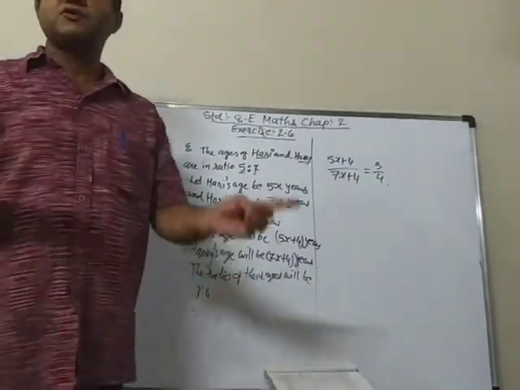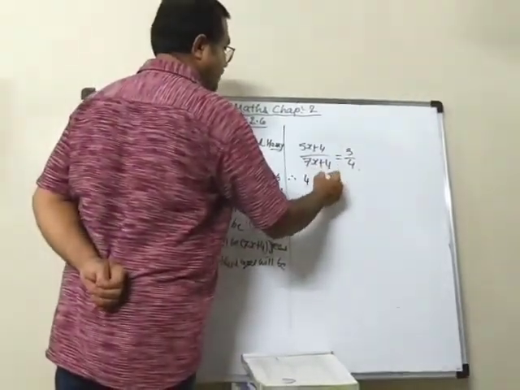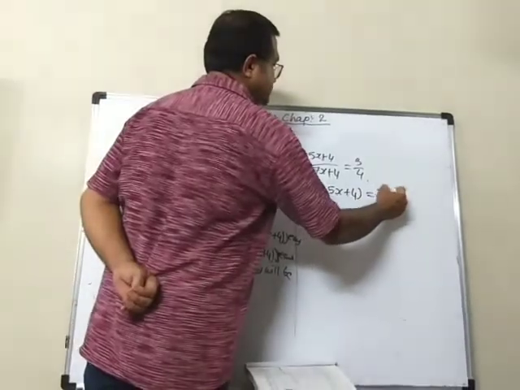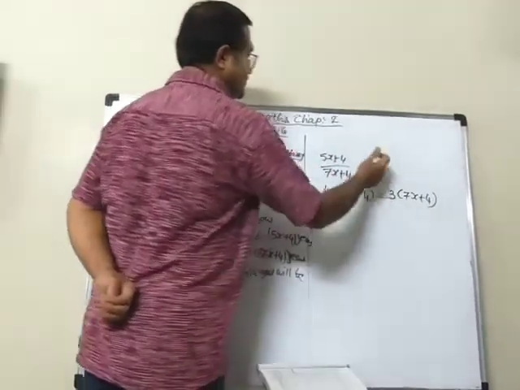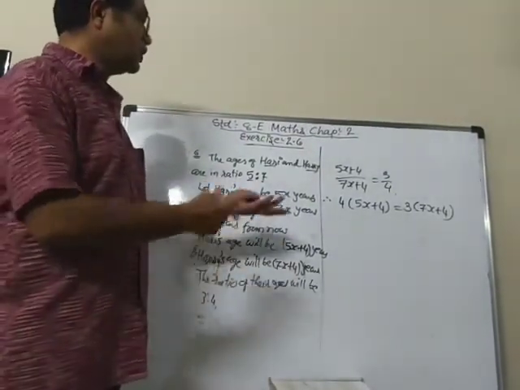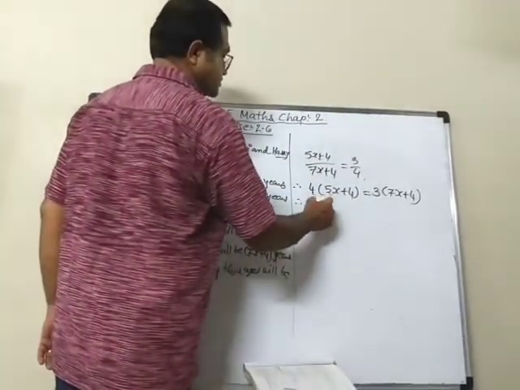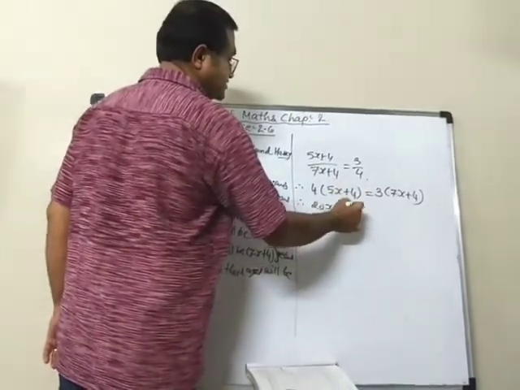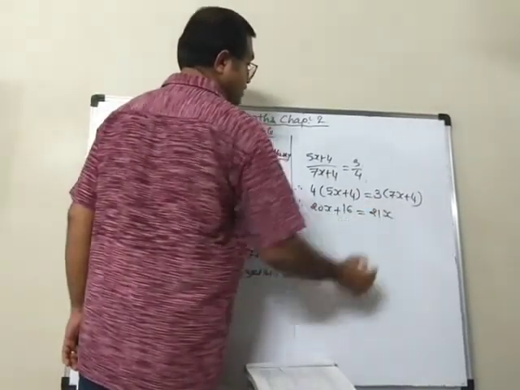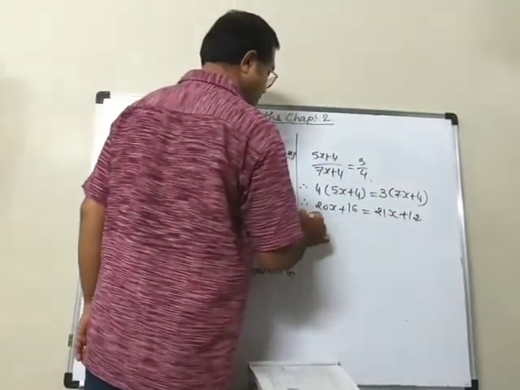Now we got that, so we will do the cross multiplication now. Therefore 4 into bracket 5x plus 4 is equal to 3 into bracket 7x plus 4. So now we have to do the multiplication of the brackets. So 4 5s are 20x plus 4 4s are 16 is equal to 3 7s are 21x plus 4 3s are 12.